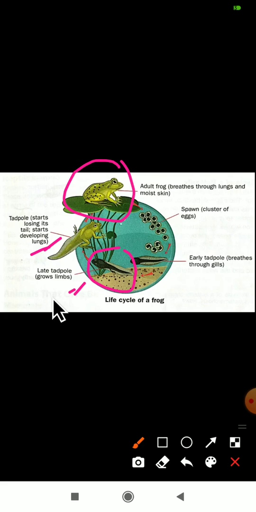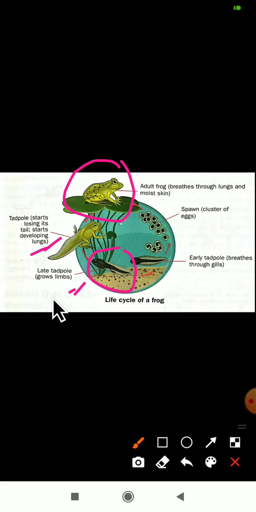Next, after developing into the tadpole, it starts losing its tail and it develops lungs. Why are the lungs present in an adult frog? For breathing purposes. So the lungs will start growing now in a tadpole.